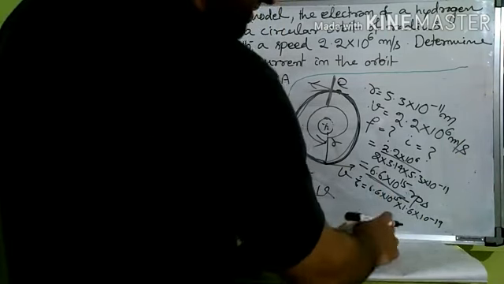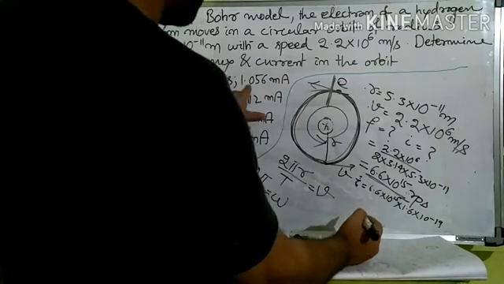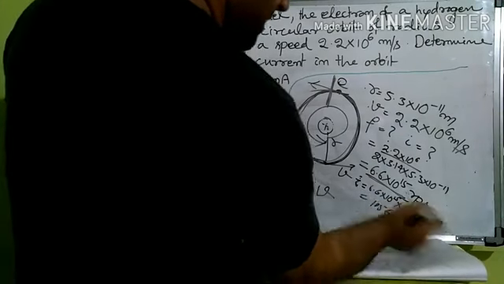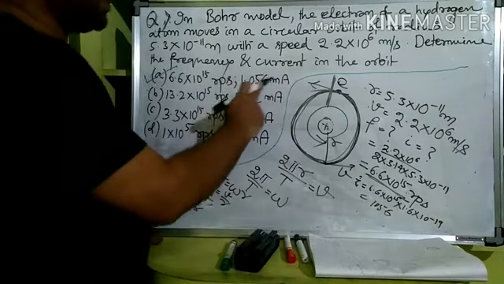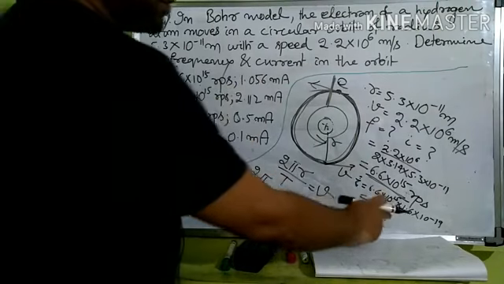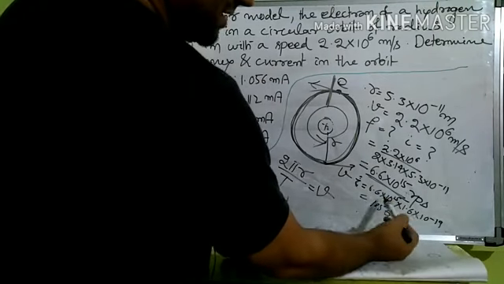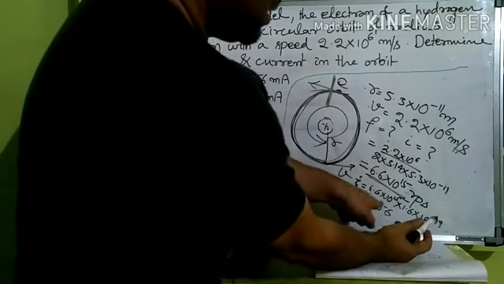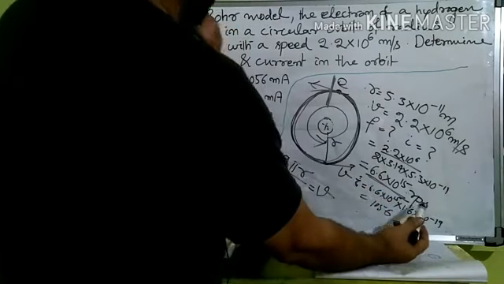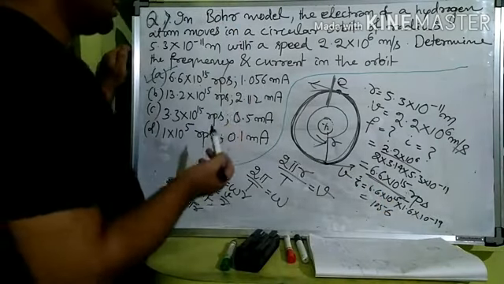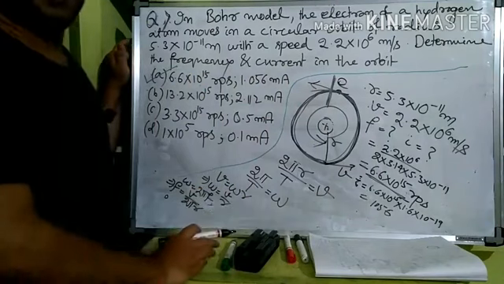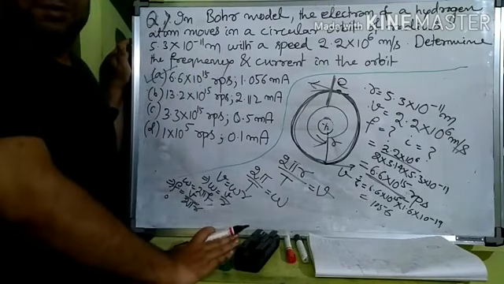So if you multiply this, how much are you getting? 1.056 × 10^-3 ampere is coming, that is 1.056 milliampere. This is the correct answer. So is it understandable to everybody?